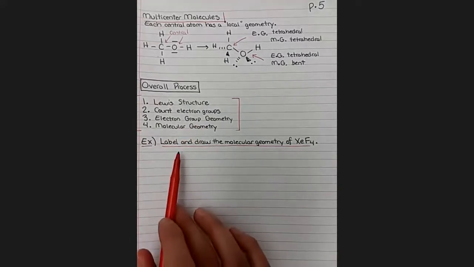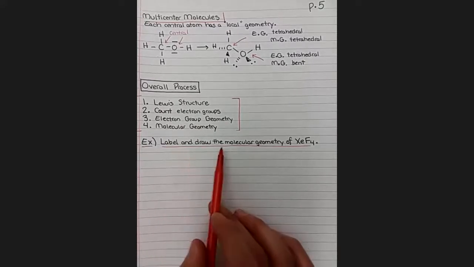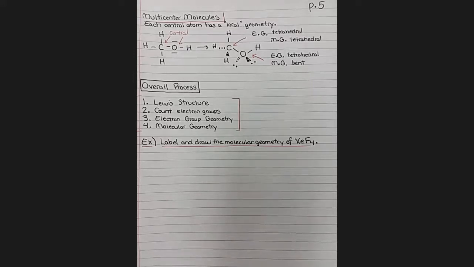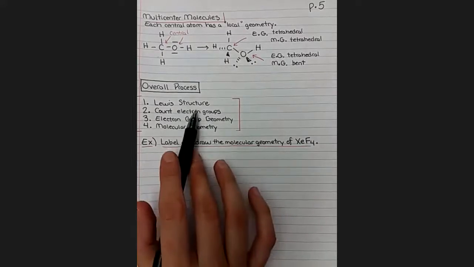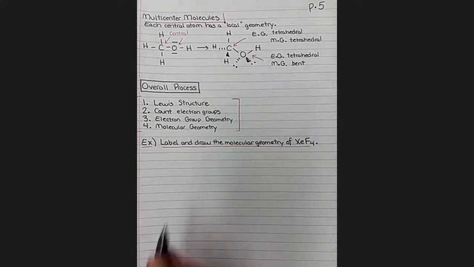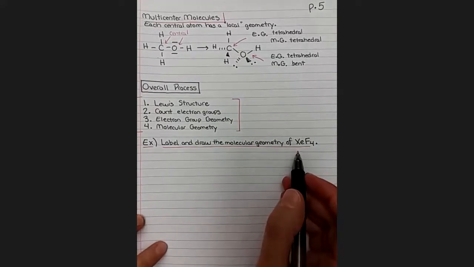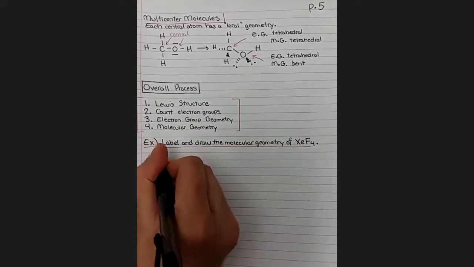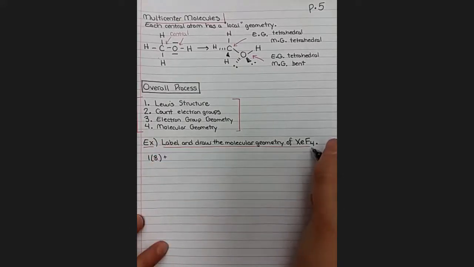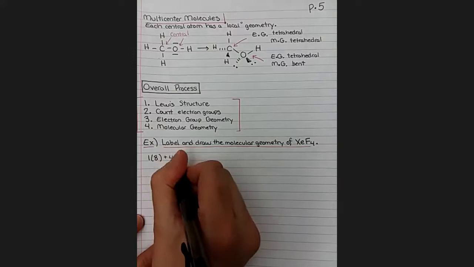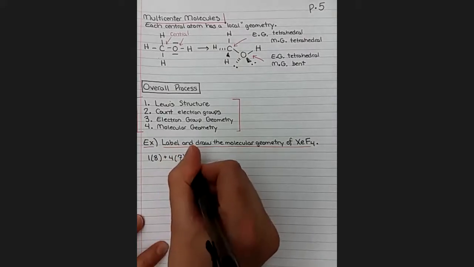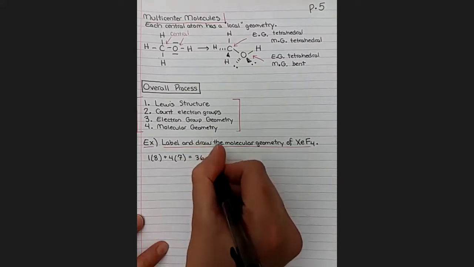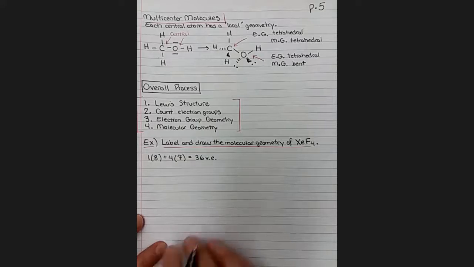So let's do a full example using that process for labeling and drawing the molecular geometry of this molecule, xenon tetrafluoride. So remember, when we find the Lewis structure, there was a whole separate set of steps just for that one. The first one was to count the number of valence electrons. So xenon is a noble gas. It lives in column 18. So it has 8 valence electrons. Fluorine is a halogen. There are 4 of them, and halogens all have 7 valence electrons. So 8 plus 28 should be 36 available valence electrons for this structure.